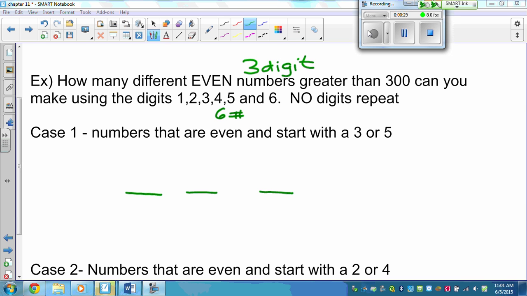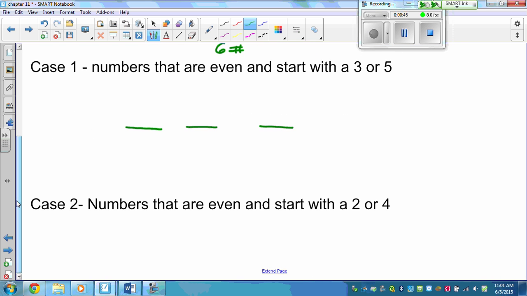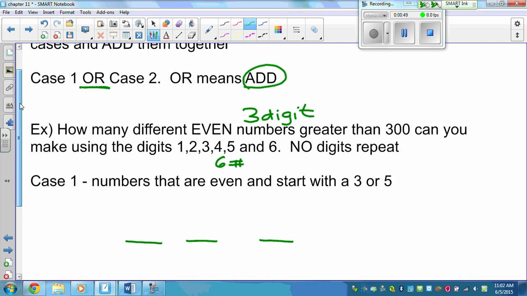So I broke this up into 2 cases. So either it's even and it starts with a 3 or a 5. It has to start with a 3 or a 5. It can't start with a 1 or a 2. And we're going to look at if it starts with 4 or 6 in the second case. We're going to look at these 2 cases.